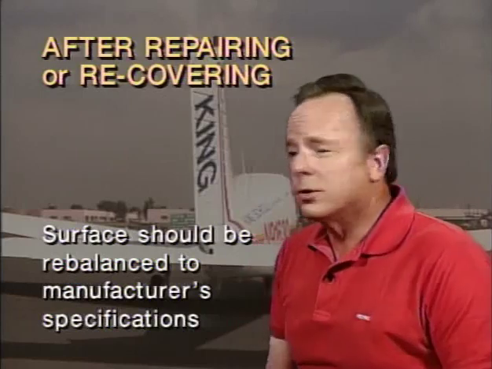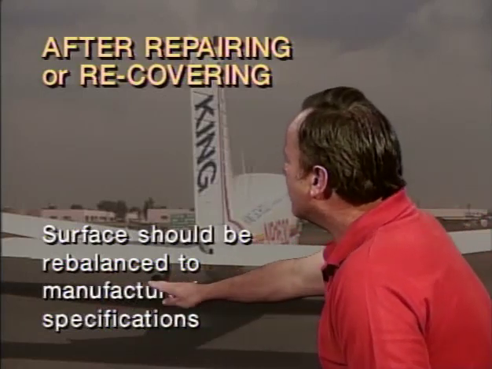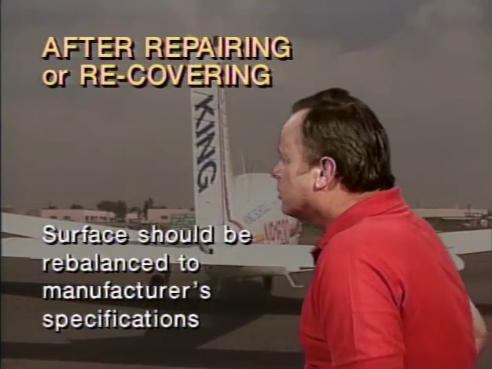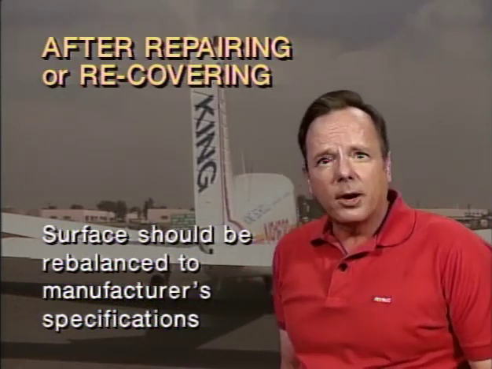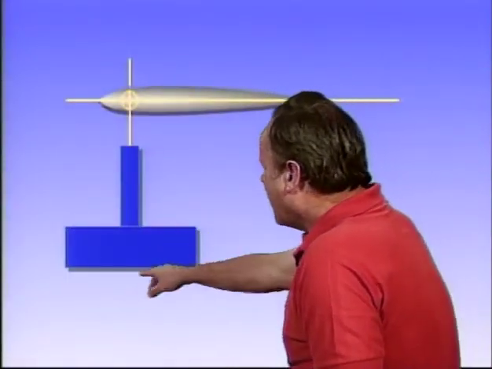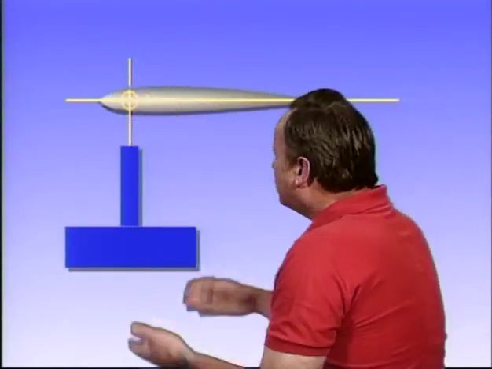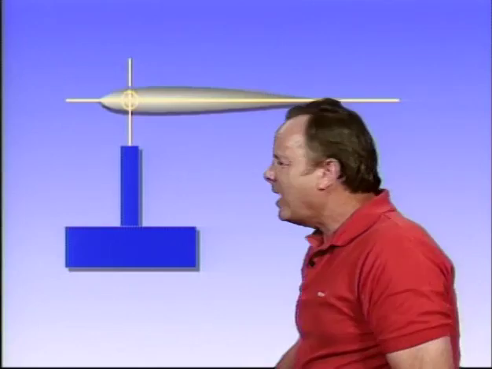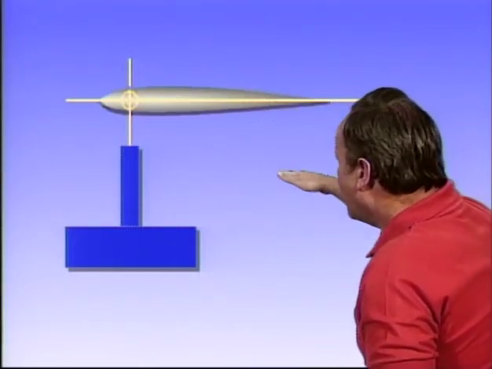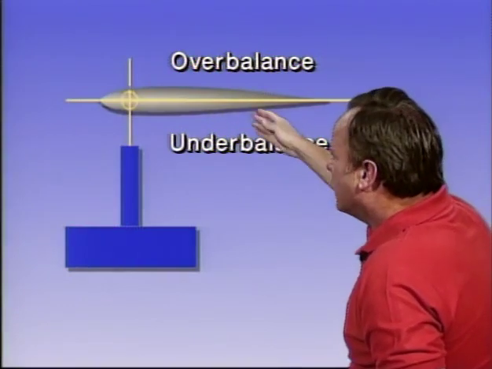Now let's assume as a mechanic you've done some work on the rudder of an aircraft. Maybe you've repaired it or recovered it. What should you do next? And the answer is you should balance the control surface according to the manufacturer's specifications, because if it's not properly rebalanced, you could have control system flutter. Now, how do you go about rebalancing it? Well, you can put the control surface on a balance stand, mount it by its hinge points, and then see what happens. If the trailing edge of the control surface comes down, then it's underbalanced. And if the trailing edge goes up, it's overbalanced.